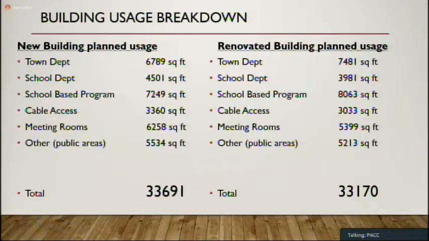So some of those numbers were able to be refined a little bit when we look at programming those same uses and spaces into a new building. So that's why some of the numbers are different. But overall, you can see that we're pretty close on those primary use areas.